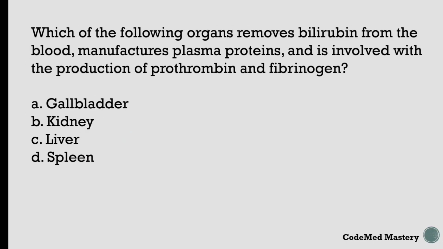Next question. Which of the following organ removes bilirubin from the blood, manufactures plasma protein and is involved in the production of prothrombin and fibrinogen? Option A, gallbladder. Option B, kidney. Option C, liver. Option D, spleen. The right answer is option C, liver.